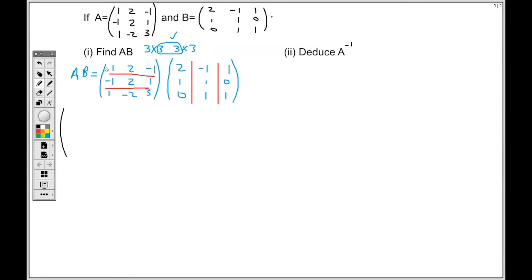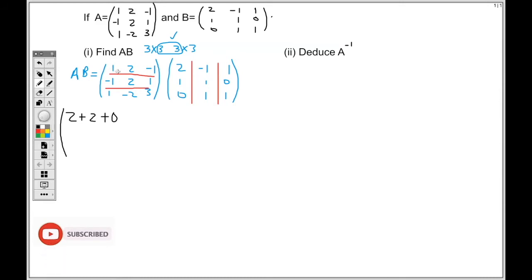So multiplying row 1 by column 1, I'm going to say 1 times 2, that's 2. Then 2 times 1, that's 2, so I have plus 2. -1 times 0, that's 0. So I repeat the first row by the first column: 1 times 2 is 2, 2 times 1 gives me 2, and -1 times 0 is 0.